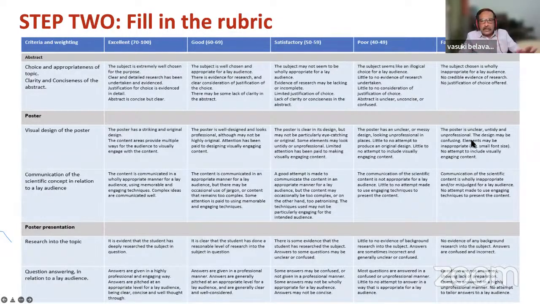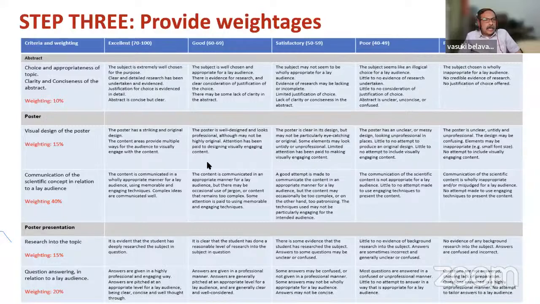So if you lay out these criteria well in advance, the student is mostly able to know why he has been graded 80 or 70, or why he has been graded 40 to 49. Because when the student looks at the rubric, they know that they have been graded here because of A, B, C, D reasons. And then for the criteria, you also provide some weightage.